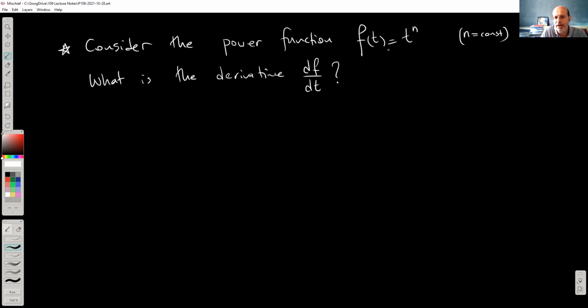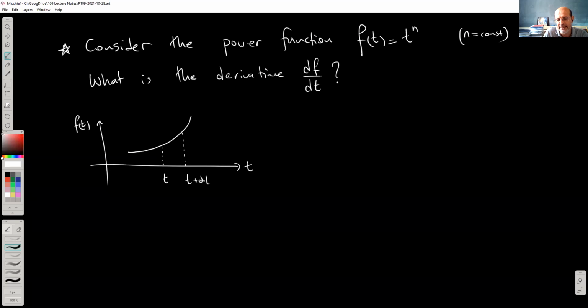All right, so consider the power function, right? n is just a constant, so that's important. So how do we find the derivative? First of all, we need to compute the difference in the f value. So basically what I do is, think of it like this on the function versus time graph, right? Think of it like that. I have this time in here. Now I'm exaggerating. So I have another time, which is t plus dt.